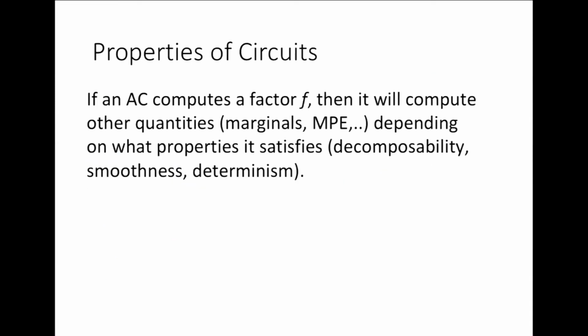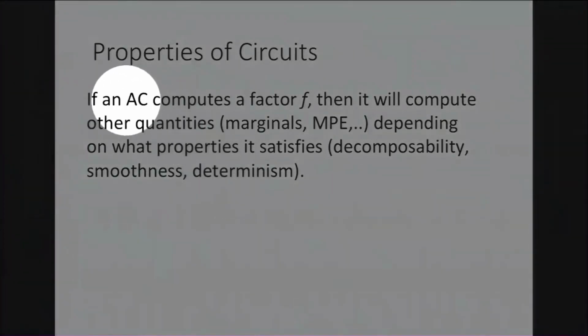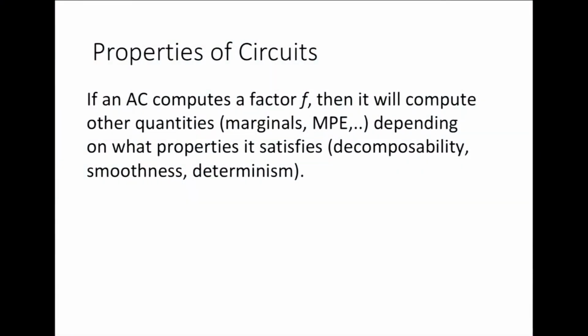Here's the observation. What additional properties does the circuit satisfy? If an AC computes a factor, then it will compute other quantities, for example, marginals, MPE, depending on what properties it satisfies: decomposability, smoothness, determinism, and so on. Right? So look now how clear the semantics is. You start with a circuit that computes the factor. That's easy to get. And then you say, I wanted to compute something else in linear time. Then I say, okay, it must have these additional properties.